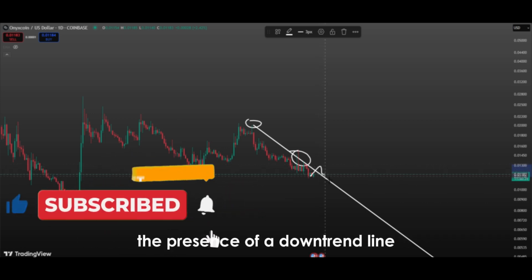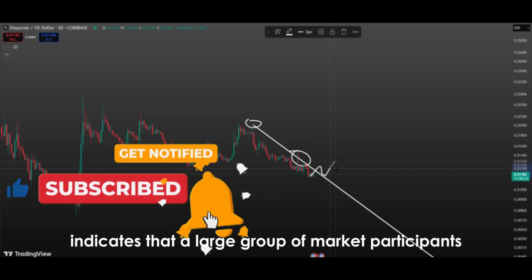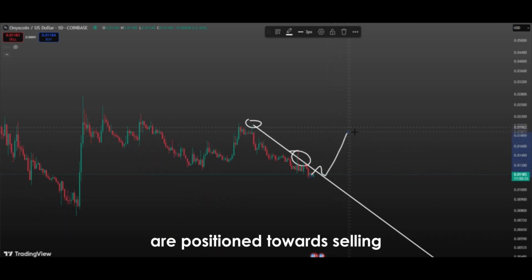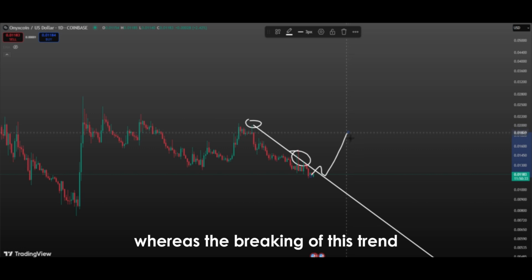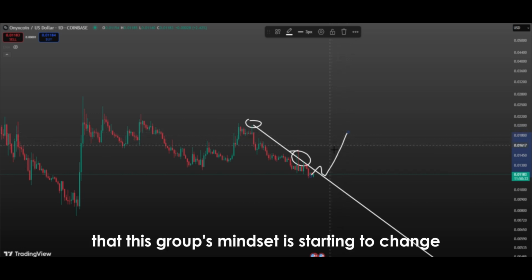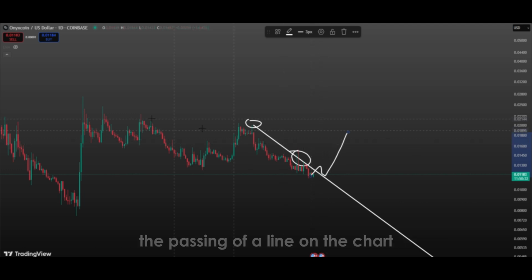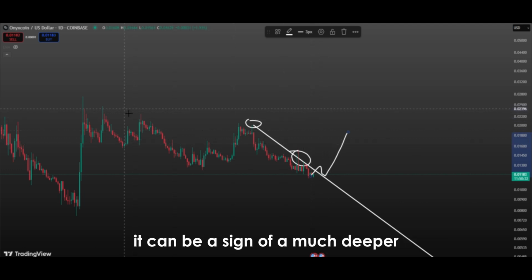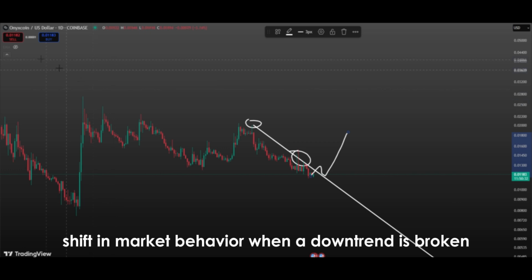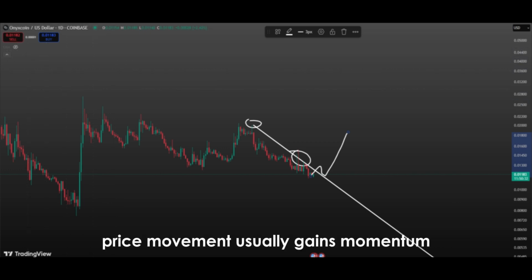The presence of a downtrend line indicates that a large group of market participants are positioned towards selling, whereas the breaking of this trend suggests that this group's mindset is starting to change. Therefore, breaking a downtrend is not merely the passing of a line on the chart, it can be a sign of a much deeper shift in market behavior. When a downtrend is broken, price movement usually gains momentum.